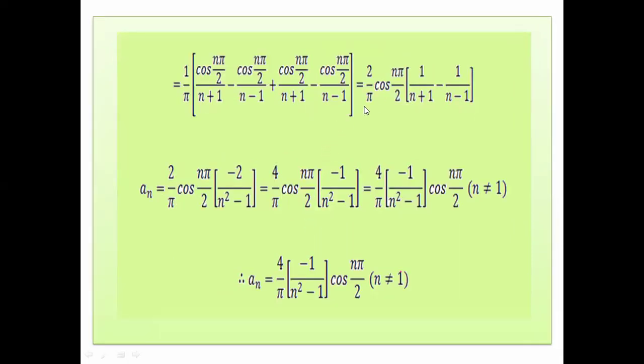Then after that, you can simplify this. You can take the LCM of both. You will get the numerator n square minus 1 minus 2, and then 4 by pi n, cos of n pi by 2 minus 1, upon n square minus 1. This 2 take it outside, it will be a multiple of 2. The final answer is 4 by pi, times (cos of n pi by 2 minus 1) upon (n square minus 1), for n not equal to 1.